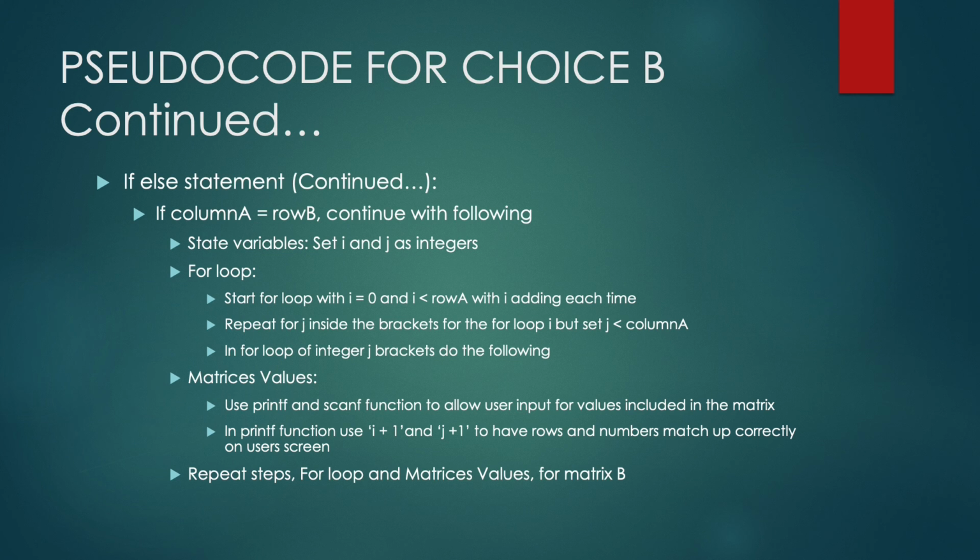In order to receive values and give them back to the user for matrix A, we have to use the printf and scanf functions, and whenever we ask for the first matrix, row 1 column 1, we have to have I plus 1 and J plus 1 at the end of the printf function due to the fact that we started I at 0. We will repeat this in order to get the values for matrix B.